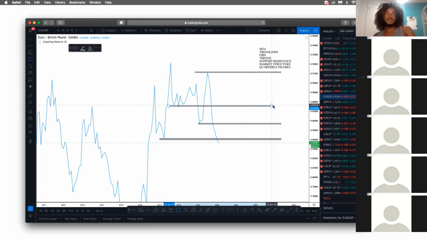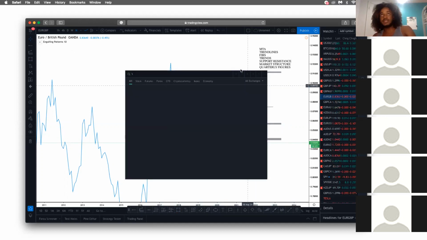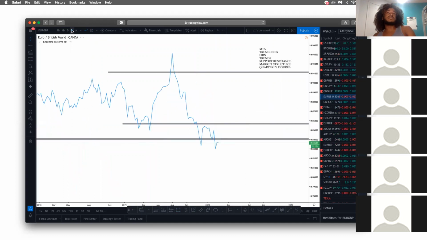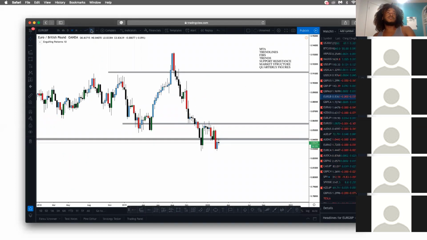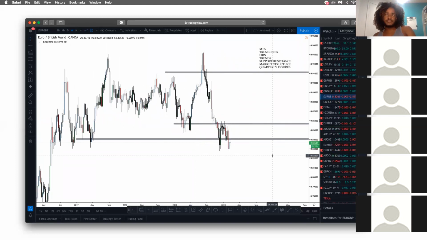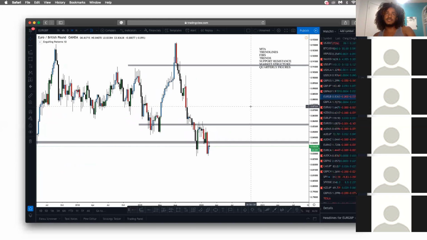Now there are more, right? Like this could be a level, and this could be a level. But you don't want to crowd up your charts with all these levels. You just want to draw the most important ones, right? Or the ones the market is next to. So here we have the monthly support and resistance that was marked up, right?